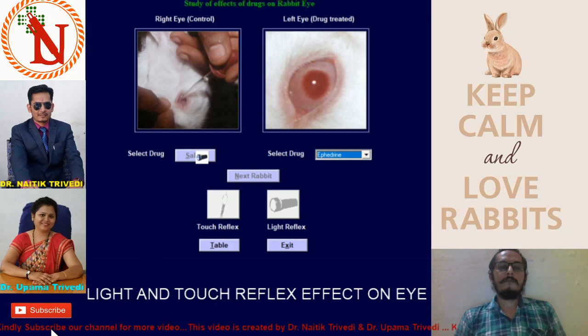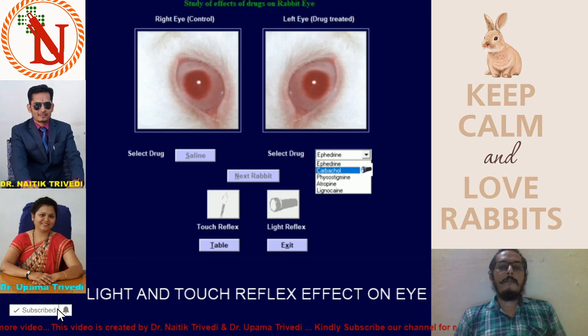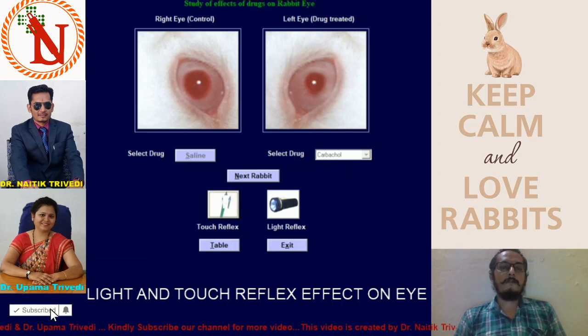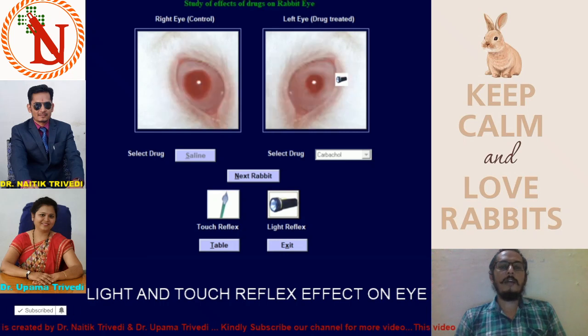Now the next drug is carbachol, which is a parasympathomimetic drug. Here you can see it decreased the size of the pupil. Now the touch reflex. The touch reflex is present in the control eye as well as in the drug treated left eye, but the size of the pupil is decreased. Here the touch reflex and the light reflex both are present, but the pupil size is decreased by carbachol, a parasympathomimetic drug, producing miosis. Both light reflex and touch reflex are present for carbachol.